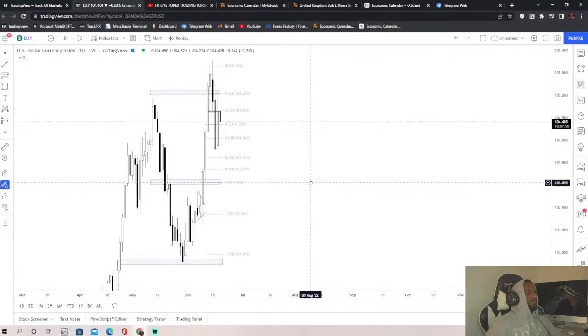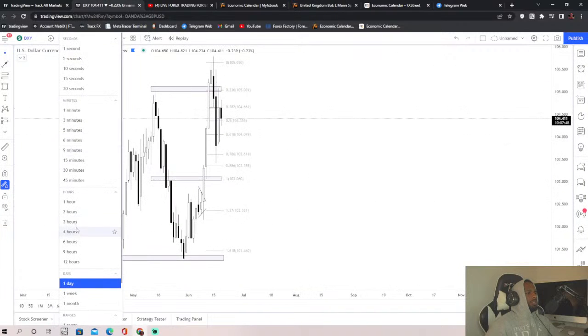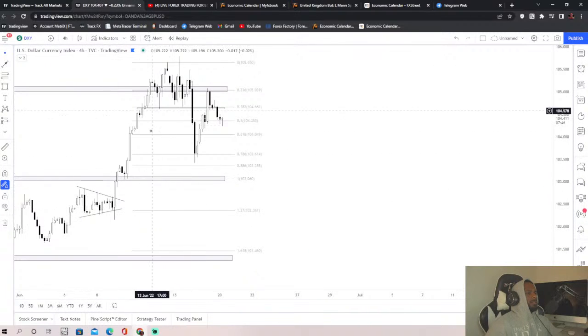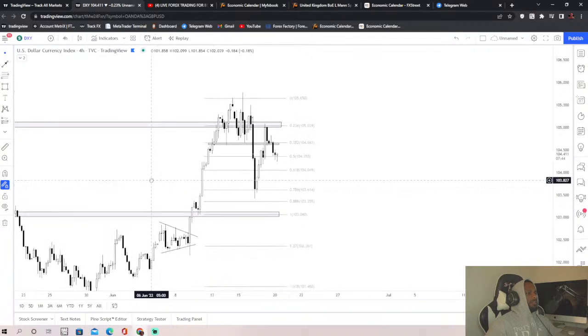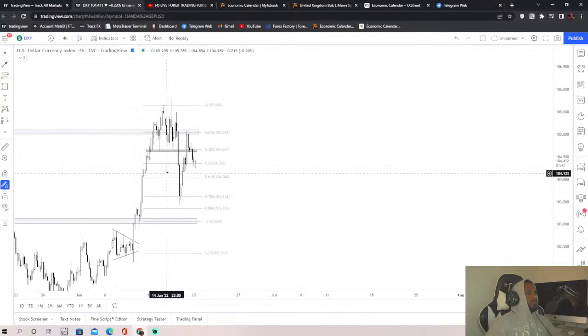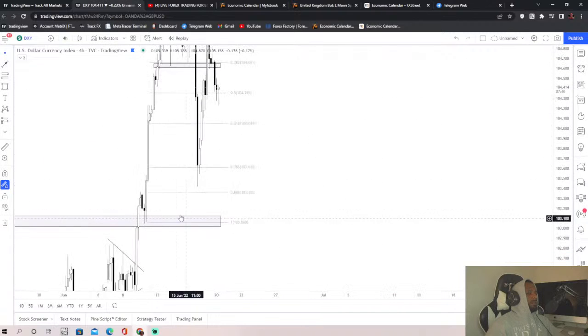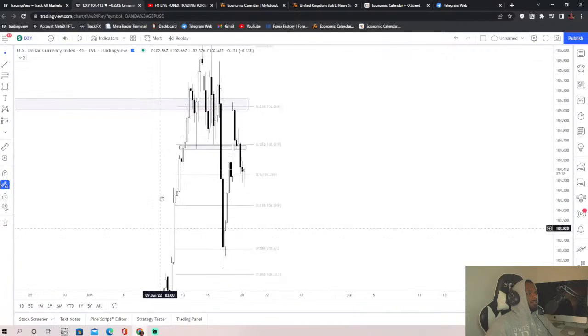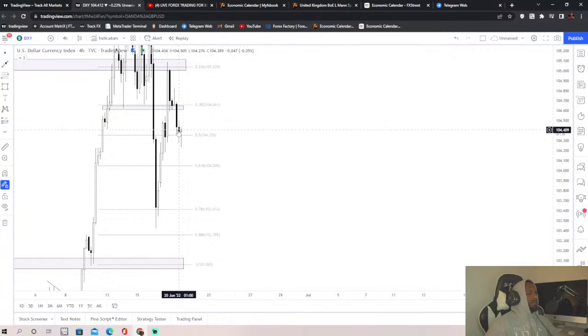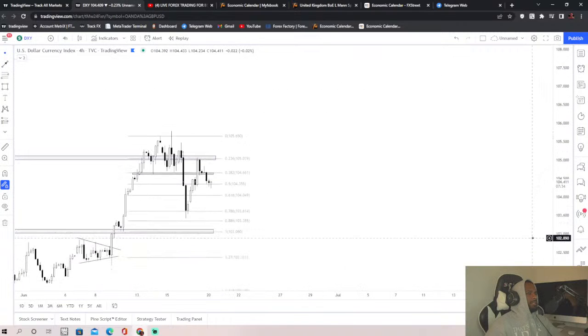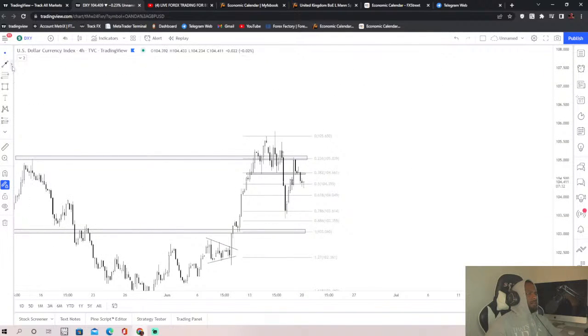Cool. Still super bullish on the dollar, guys. Higher highs, higher lows. Right now we're rejecting a 50% fib level of this swing here, this breakout, right? We stay above here, guys, this could be a nice rejection here. But let's take a look.